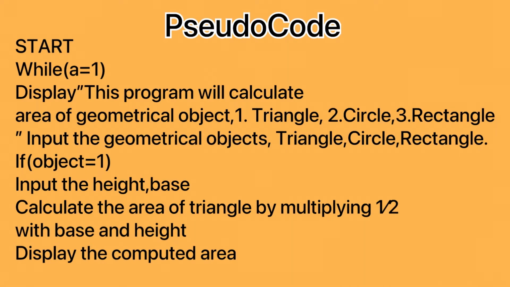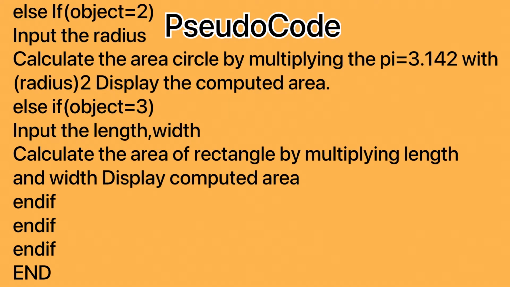Display the computed area. Else, if object 2 is circle, calculate the area of circle by multiplying the pi 3.142 with radius. Display the computed area. The last object is 3 rectangle. Else, if object 3, input the length and y. Calculate the area of rectangle by multiplying length and y. Display computed area.